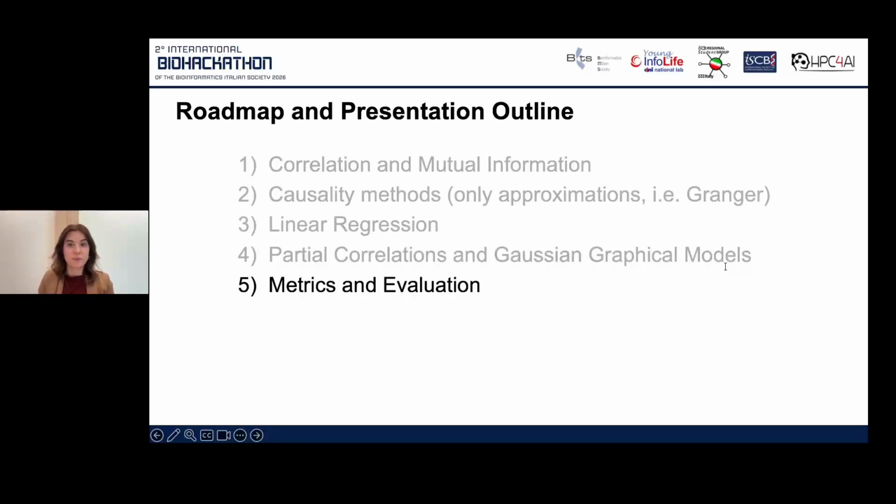So with this, we covered all the key methods we needed to infer a gene regulatory network from our data. So we will now move to the next and last section of this webinar, which is about evaluating the goodness of the network we predict.